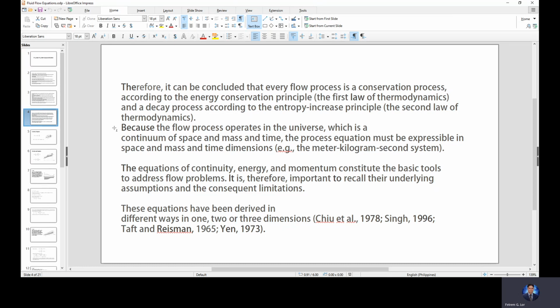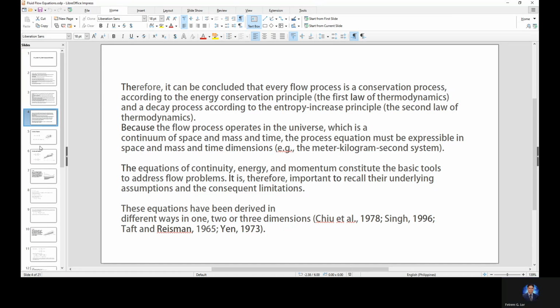So in order for us to apply those conservation concepts, the flow must be continuous. Okay? So, it is not broken. So, the equations of continuity, energy, and momentum constitute the basic tools to address the flow problems. It is therefore important to recall their underlying assumptions and subsequent limitations. Actually, we will discuss that in the next slides.